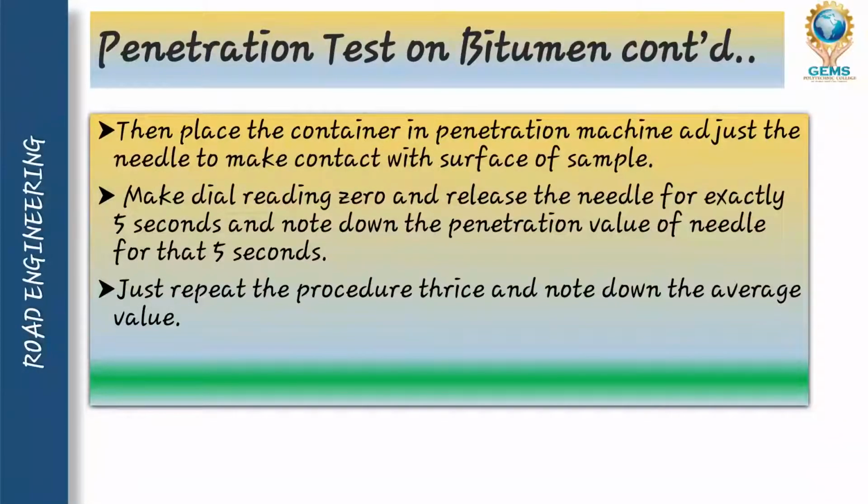The penetration test of bitumen is continued here. Then place the container on the penetration machine, adjust the needle to make contact with the surface of the sample, make the dial reading 0 and release the needle for exactly 5 seconds, and note down the penetration value of the needle for 5 seconds. Just repeat the procedure thrice and note down the average value.